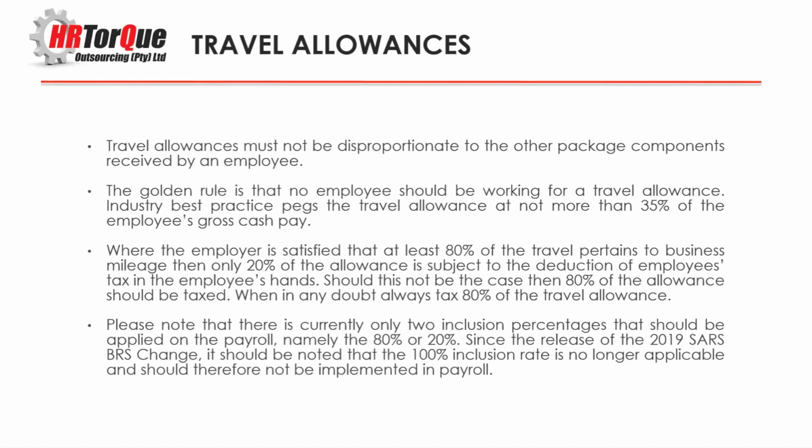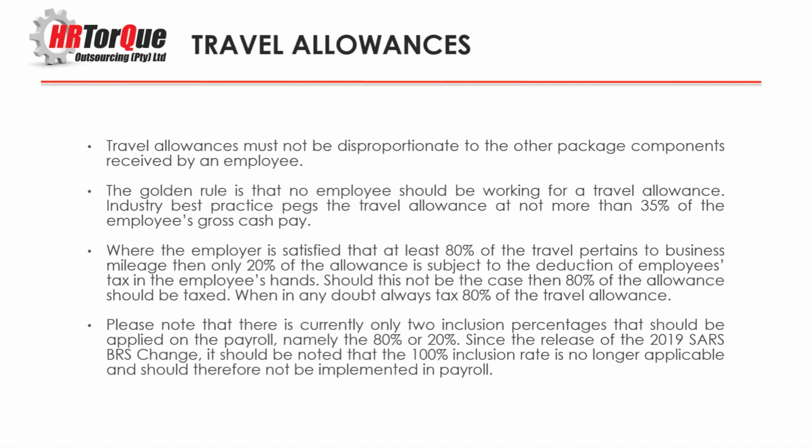So as a golden rule, I always prefer that a travel allowance shouldn't be more than 35% of the employee's gross cash pay. So in other words, if there's 30,000 cash pay, a 10, 12,000 Rand travel allowance is fine. But more than that, it looks too aggressively structured, and you're going to get challenged.